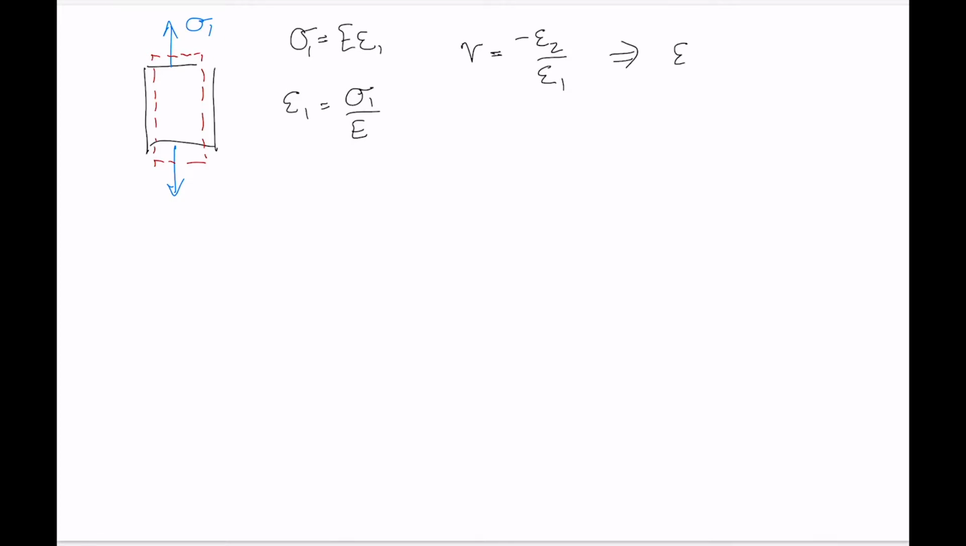If we flip that around, epsilon 2 is minus epsilon 1 multiplied by Poisson's ratio, or in other words, it's minus the stress divided by E, multiplied by our Poisson's ratio. Okay, so keep that in mind. You know all that, of course, but things are a little more complicated when we have stress in multiple directions.